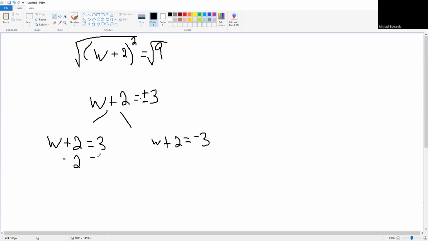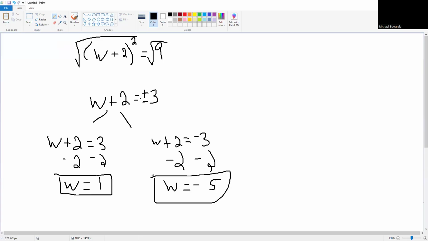And if you solve these, you get w equals what? Just 1. And then this one is w equals -5. And these are your two answers. You can check your work. Just plug it into the original equation and do the math. And we could do that real quick.